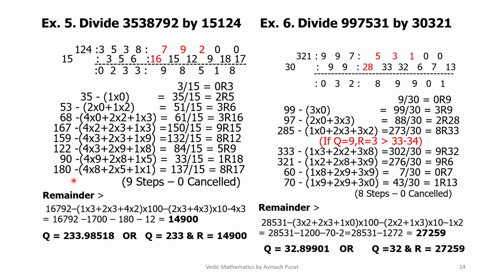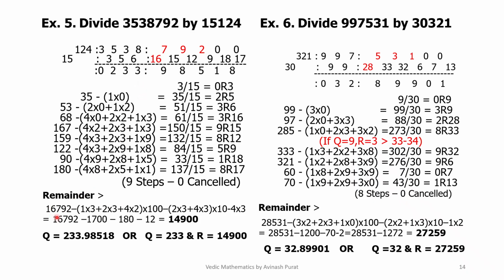180 minus 4 into 8 plus 5 into 2 plus 1 into 1 equal to 137, divided by 15 equal to 8 is quotient and remainder is 17. 9 steps are involved here.